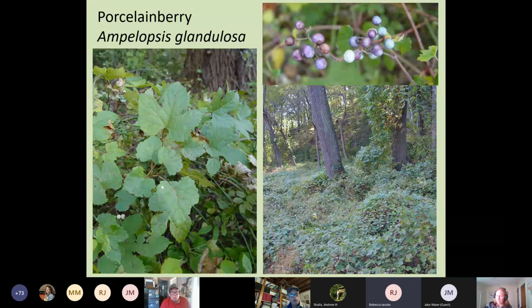So porcelainberry, Ampelopsis glandulosa or brevipedunculata, are deciduous woody vines. They grow at a rate of about 10 to 15 feet annually. They are in fact a relative of our native grapes. Their leaves are alternate and palmate. They have a heart-shaped base and 3 to 5 deeply lobed, very distinct leaves in the landscape.